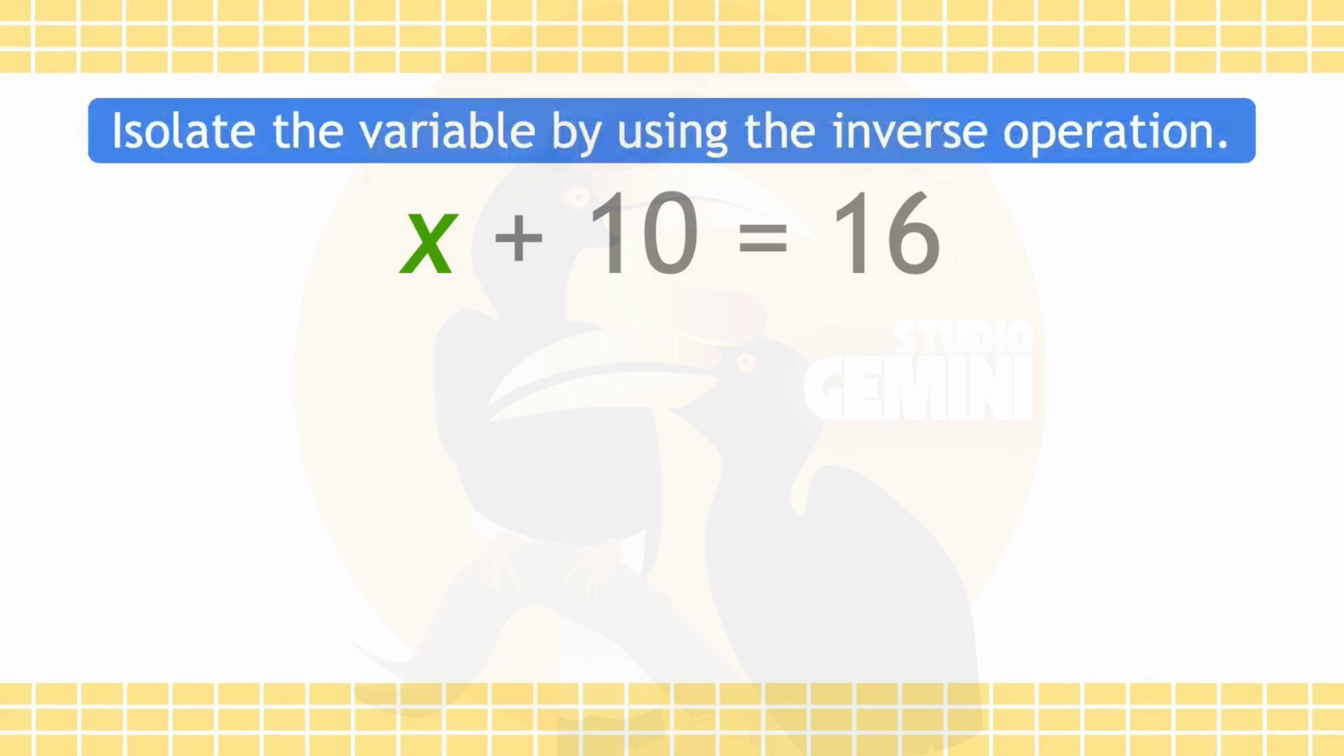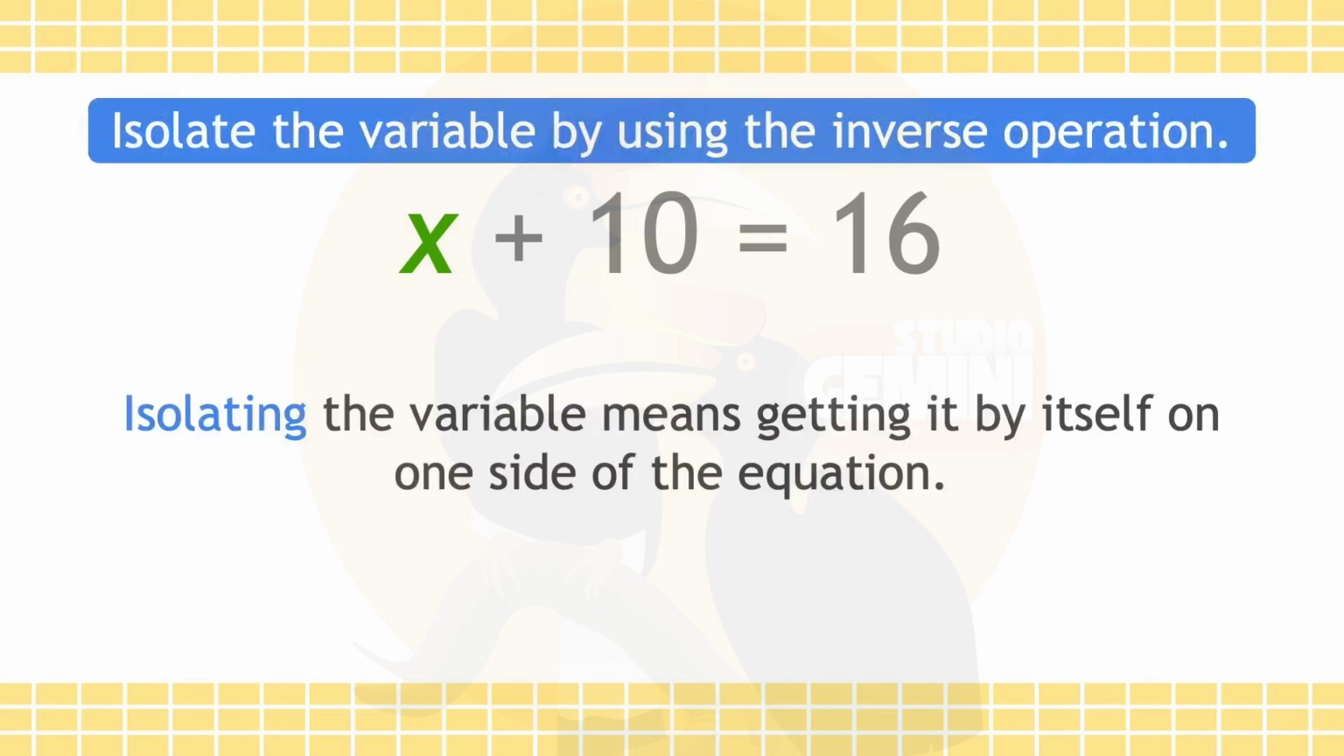First, we need to isolate the variable by using the inverse operation. Isolating the variable means getting it by itself on one side of the equation. Right now, the variable is on the left side of the equation and it's not isolated because 10 is being added to it. To isolate the variable, we need to use the inverse operation.